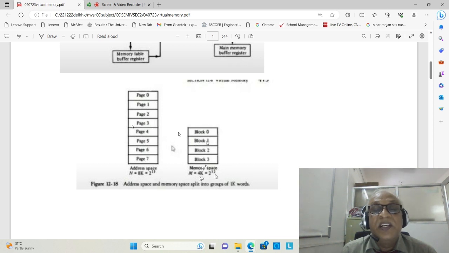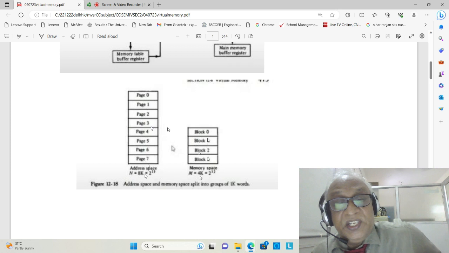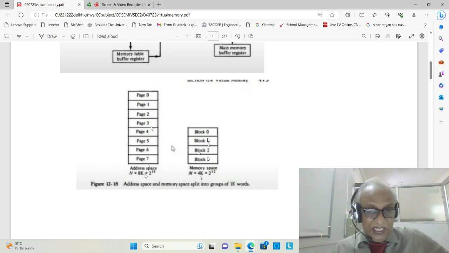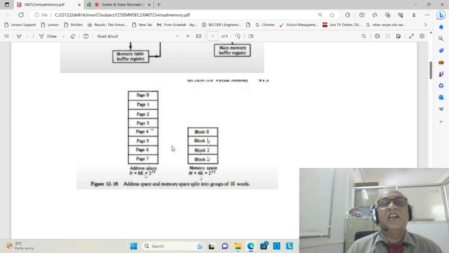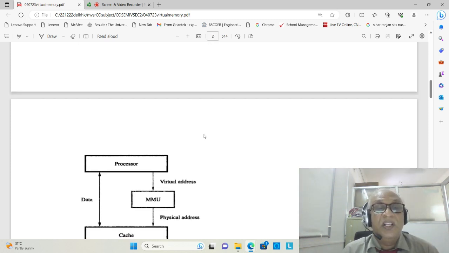The number of address lines here, as an example, is 2 to the power of 12. Similarly, on the left side, you can see the address space. Address space is the virtual memory space, the program generated addresses. The size of this is 8K, and this virtual address space is divided into pages. You can see 8 pages, page 0 till page 7. So pages and blocks are of the same size. As we said earlier, blocks are sometimes also called frames.